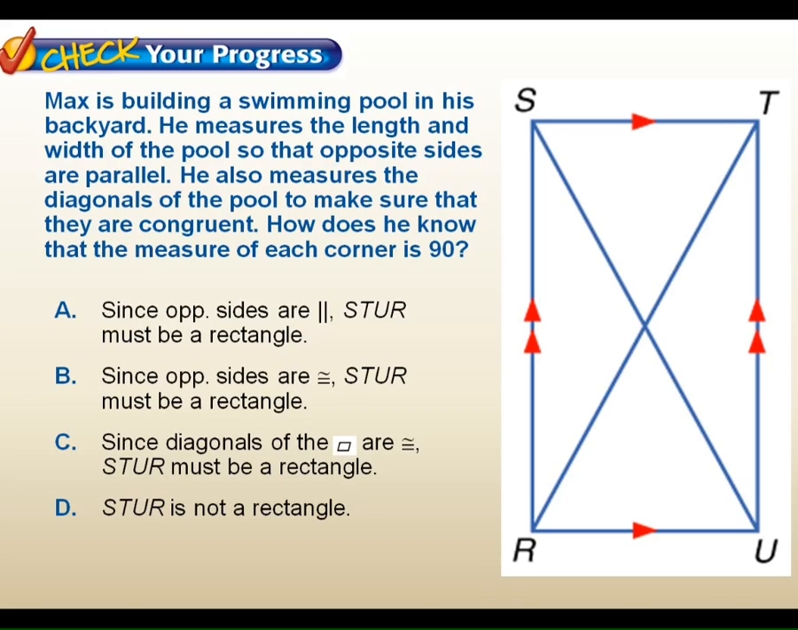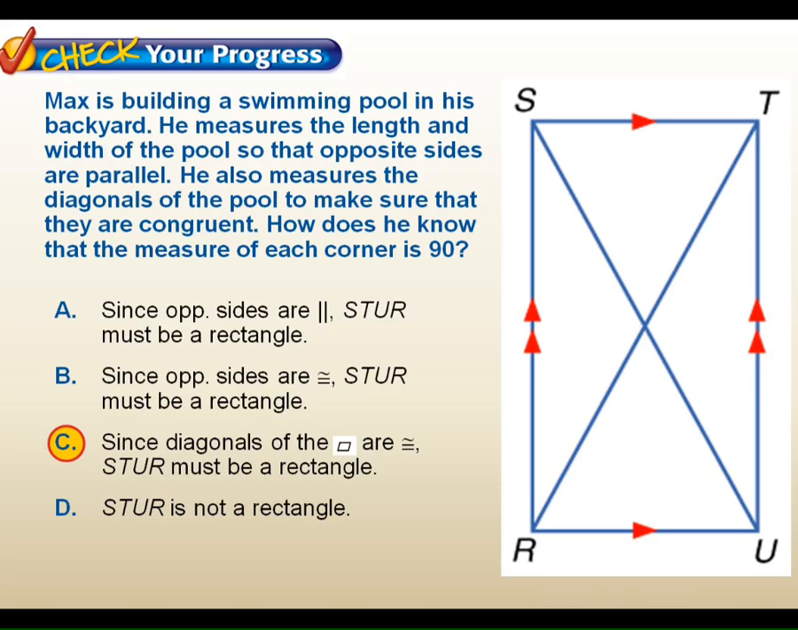So if I gave you this information: this guy is building a swimming pool, and he measures the length and width so that opposite sides are parallel. He also measured the diagonals, and the diagonals are congruent. How does he know each angle is 90 degrees? You know each side is parallel, and you know the diagonals are congruent. So the test you would use is: since the diagonals are congruent, it must be a rectangle.